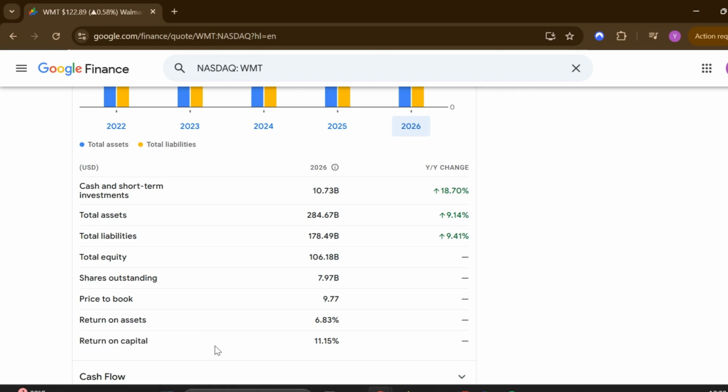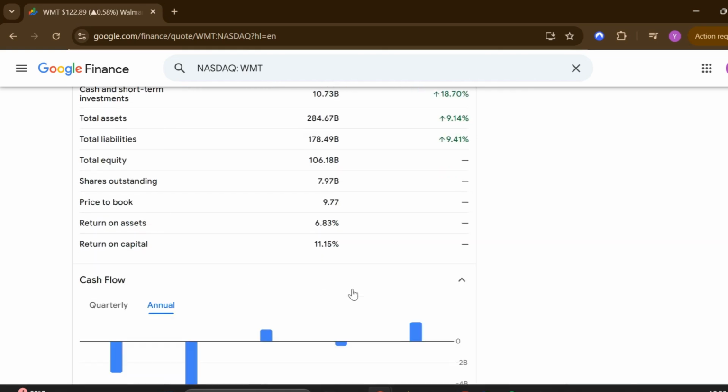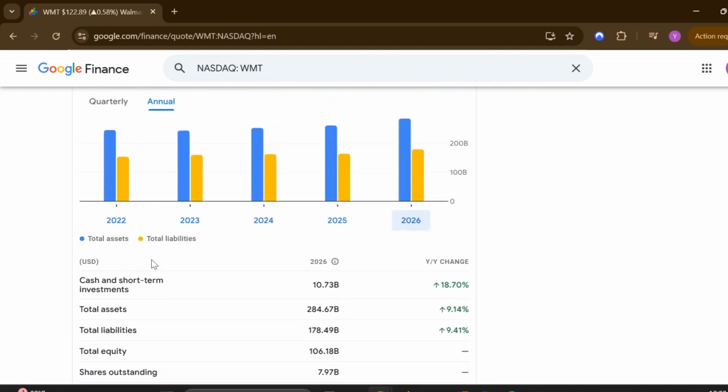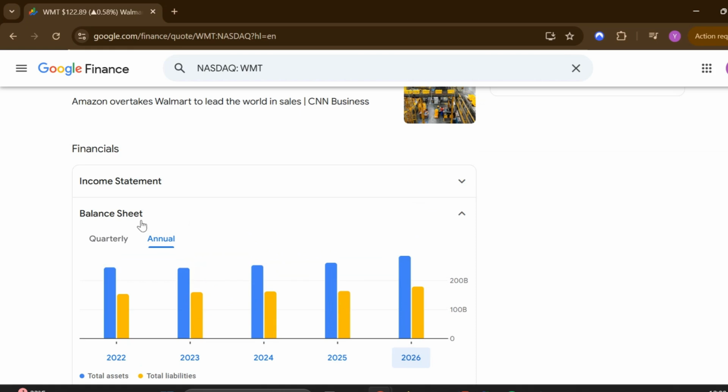Watching these numbers over time can help you track trends, understand liquidity, and see how efficiently the company uses its resources. These insights are valuable for both long-term investing and short-term decision-making. And that's it. It's very simple and straightforward. Now you know how to check the balance sheet of any company or stock on Google Finance.